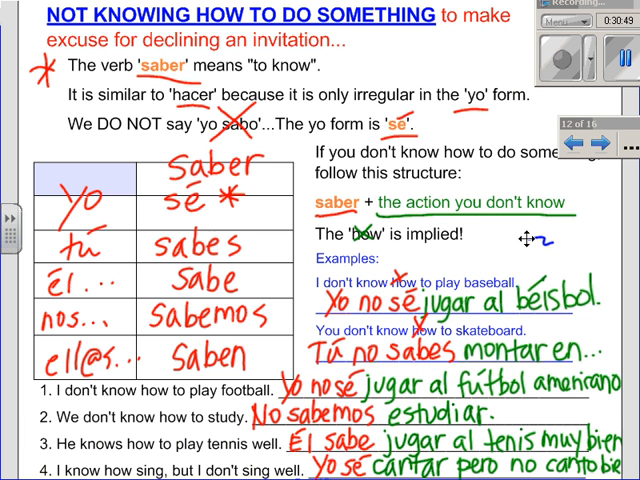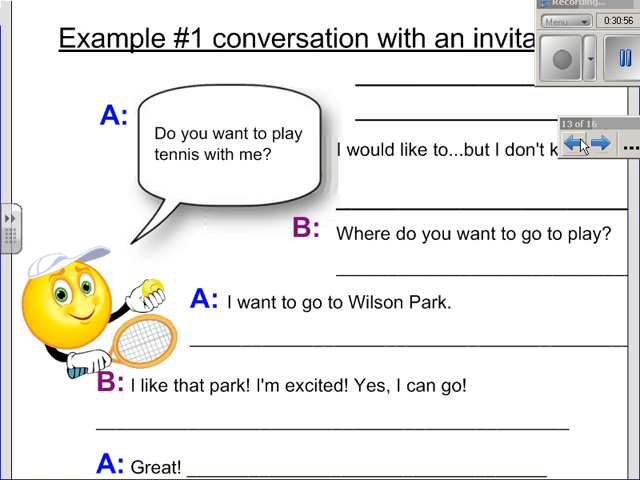The canto is conjugated for I don't sing. I'm not saying I don't know how at the end. I'm saying I actually don't sing well. Okay, we're going to try a couple invitations. So you'll see here, I've got 2 different people, persona A y B.